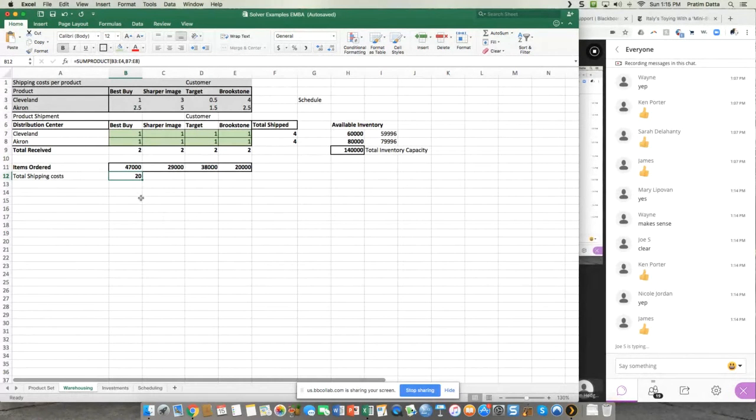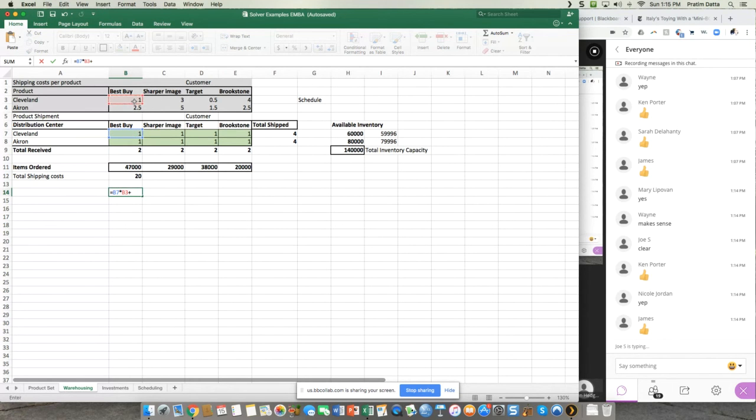So this is an interesting piece. If I were to ask you, what is the total shipping cost if you were just shipping one item from the Cleveland warehouse and one item from the Akron warehouse to each of your 4 clients? The answer is, we should be doing an equals formula. I'll do the long form first, and then I'll show you the short form. So we'll do one item shipped from Cleveland to Best Buy, and how much does it cost?